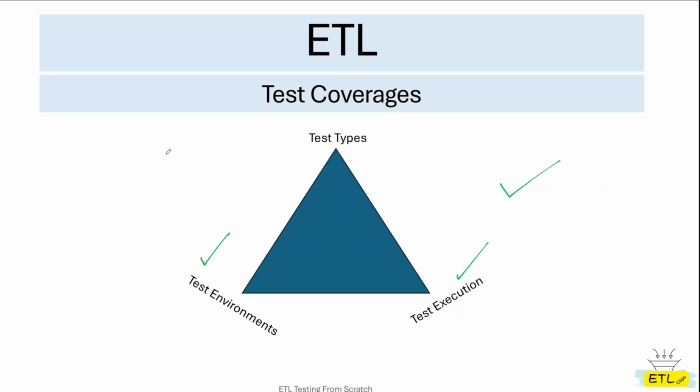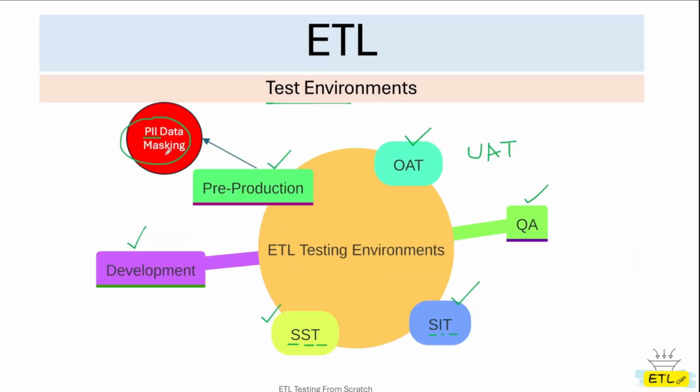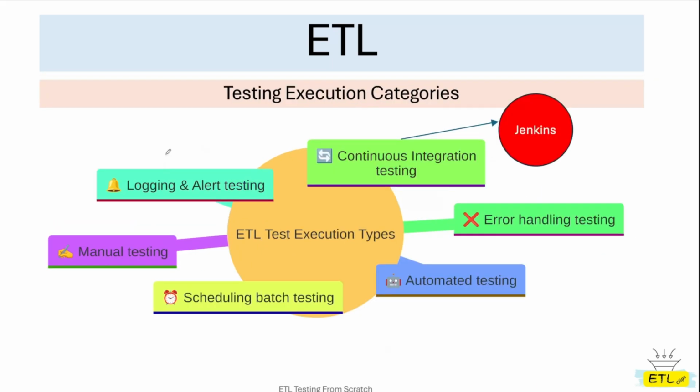Now the third one is test execution. Let's get into that one. Test execution categories. So what all things you have to execute and when? So there is something called continuous integration. So this is mainly used for automated testing. What is continuous integration? We'll cover that soon.